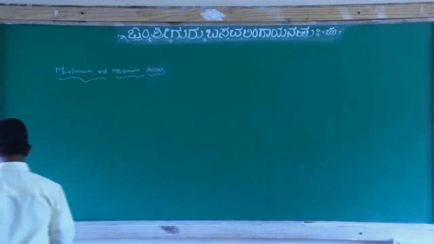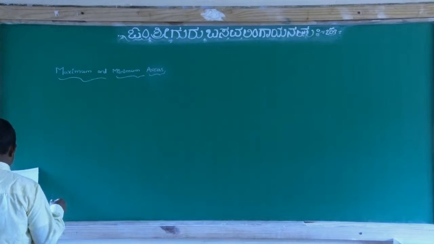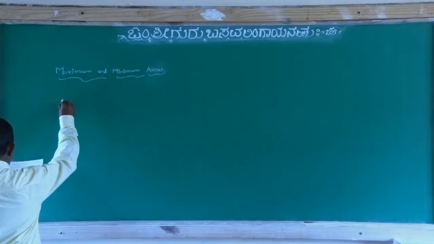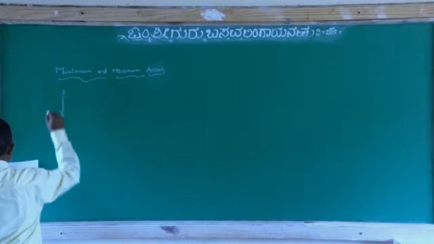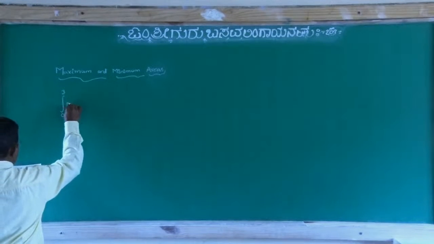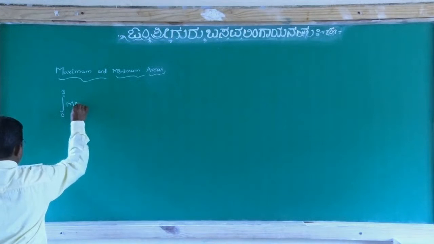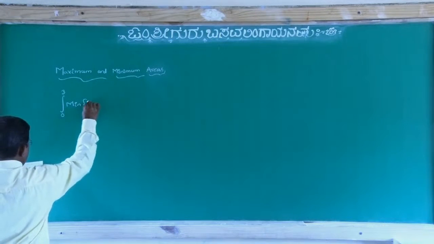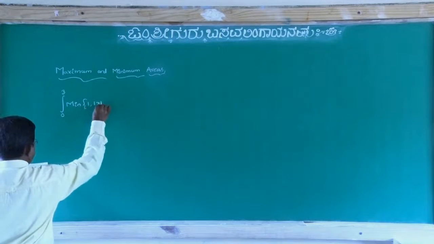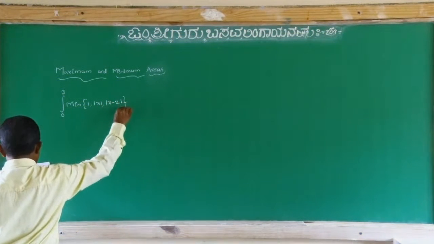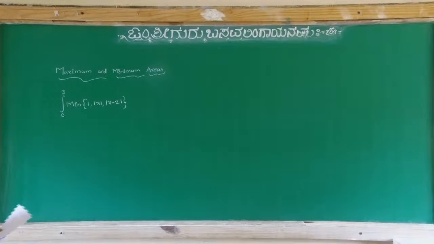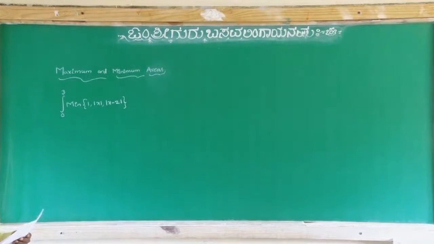First problem. Zero to three, minimum of 1 comma mod x, mod of x minus 2. Like this, 3 functions, 4 functions or several functions may be given. How to solve the problem?